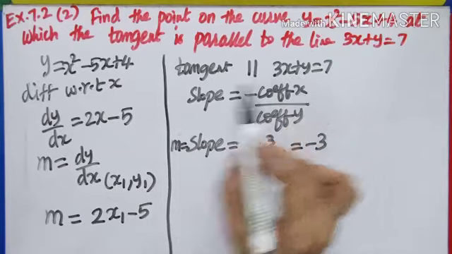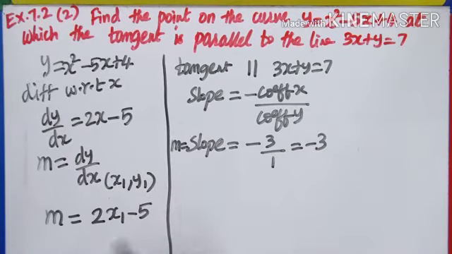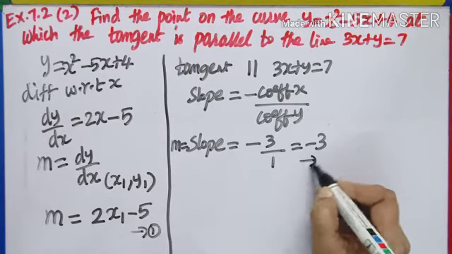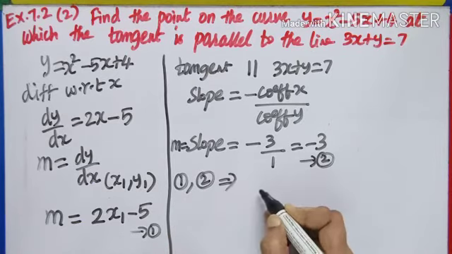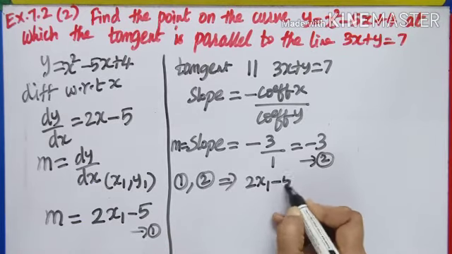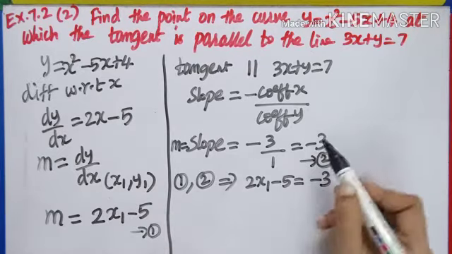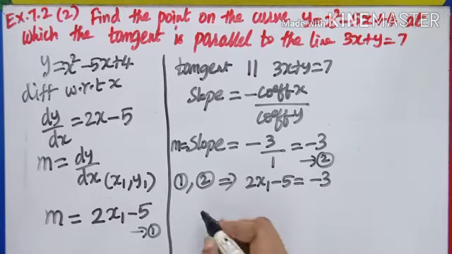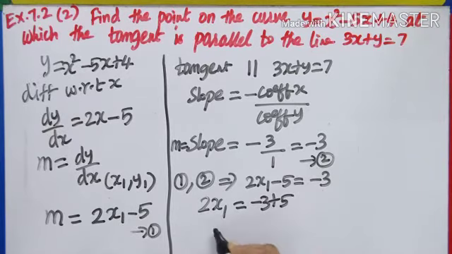This slope is also m, because the tangent and the line are parallel. That implies the tangent slope is the slope of the line. Now both are m only. Compare. Call this 1 and call this 2. Comparing 1 and 2, we get 2x1 minus 5 equals minus 3. Both are m. 2x1 equals minus 3 plus 5, or 2x1 is 2, so x1 is 1.